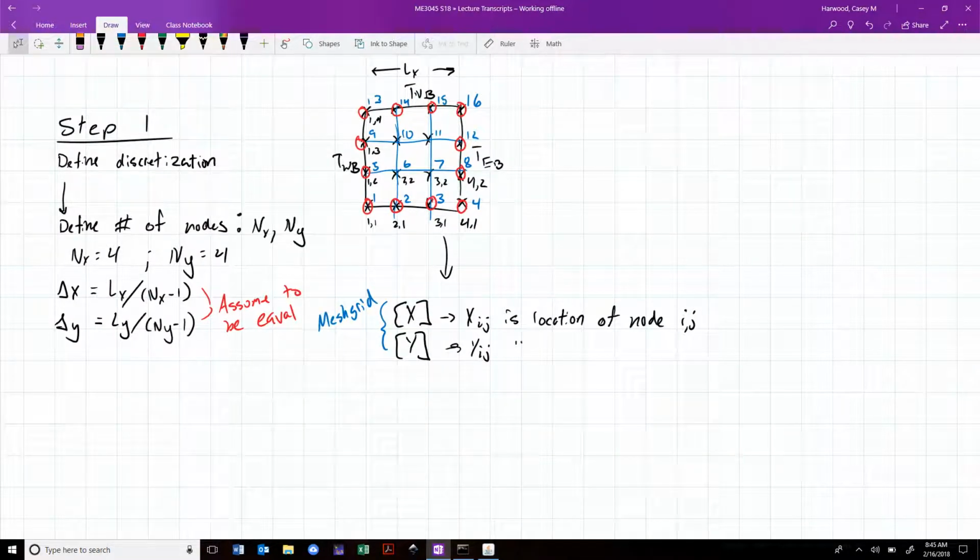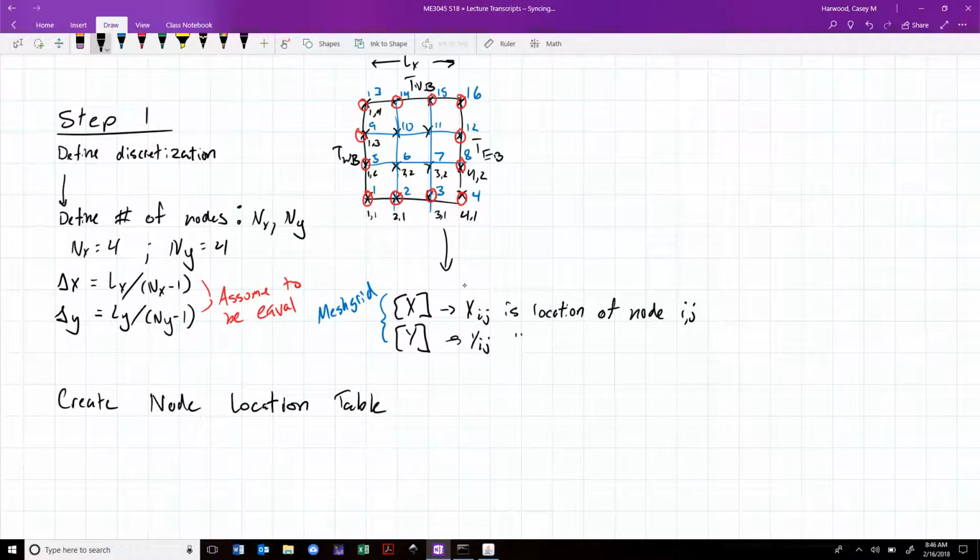Next step is to create what I'll call a node location table. This is basically a way of mapping our IJ notation to a numbering scheme, the ascending numbers, this n notation. So create a node location table, which will essentially be a column that has n, a column that says i, and a column that is populated by j.